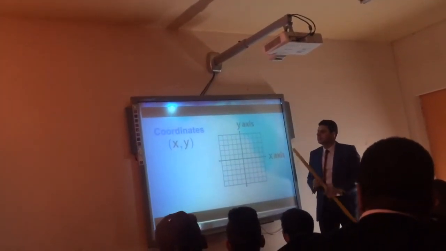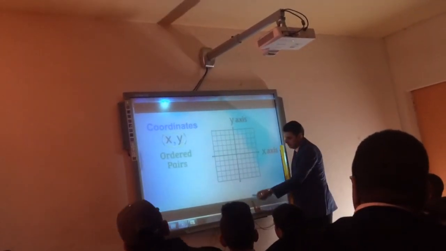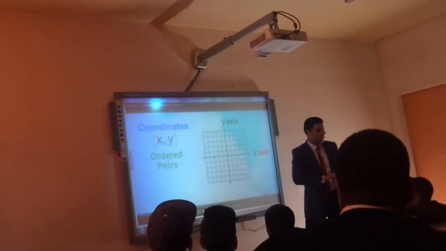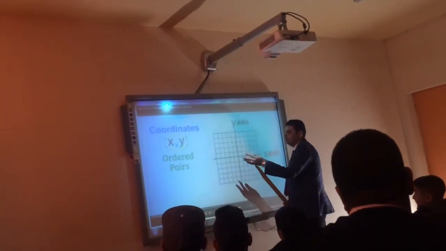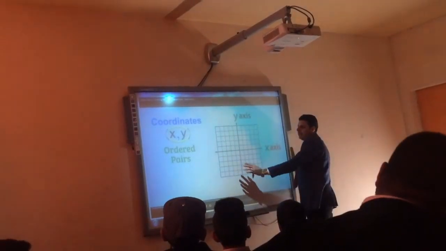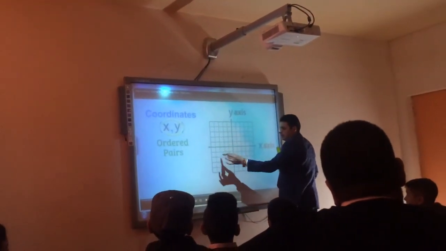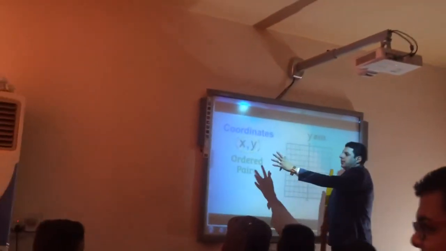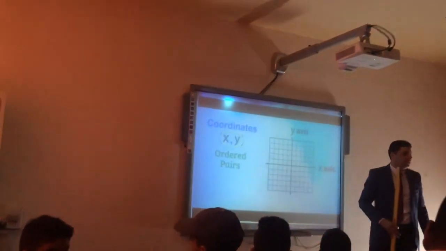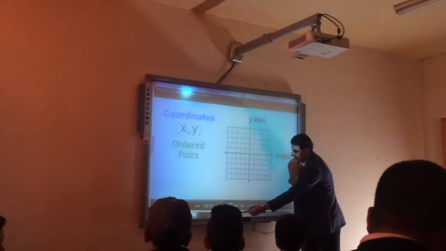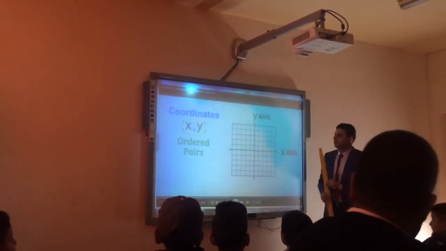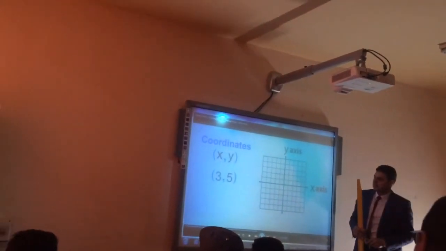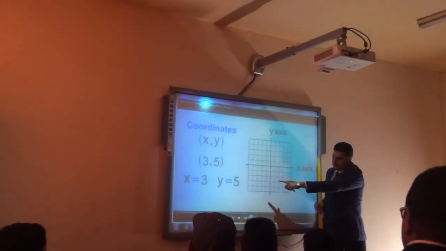In fact, coordinates are often called ordered pairs because they're a pair of numbers that are ordered. Any ordered pair is a point that belongs to the coordinate plane. Okay? Always listed in the same order: x value first, y value second. So if you have the coordinates (3, 5), that means x equals 3 and y equals 5.